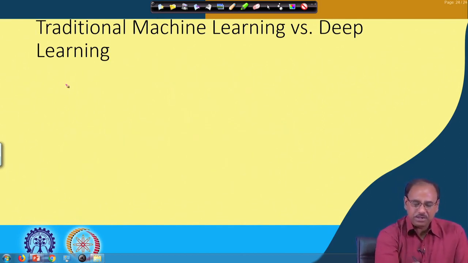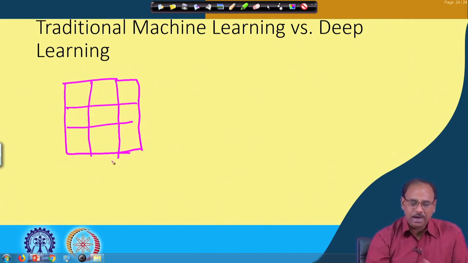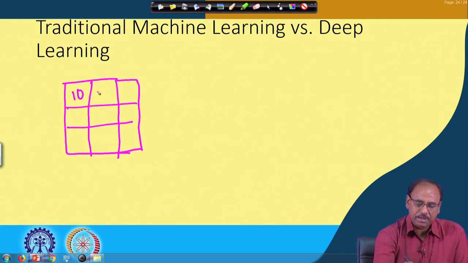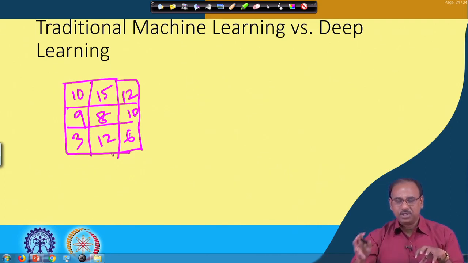For that, let me assume again from the visual domain that I have an image and I take a small segment of the image, a 3 by 3 image. The pixel intensities may be 10, 15, 12, 9, 8, 10, again 3, 12, 6, something like this. So, I need to convert this image itself into the form of a vector. How can we do it? Take each column of this image and concatenate all the columns together to form a single vector. So, from a matrix I am converting this to a vector.